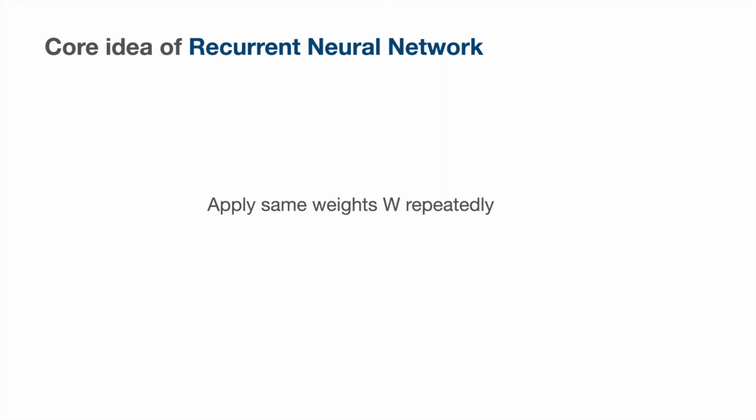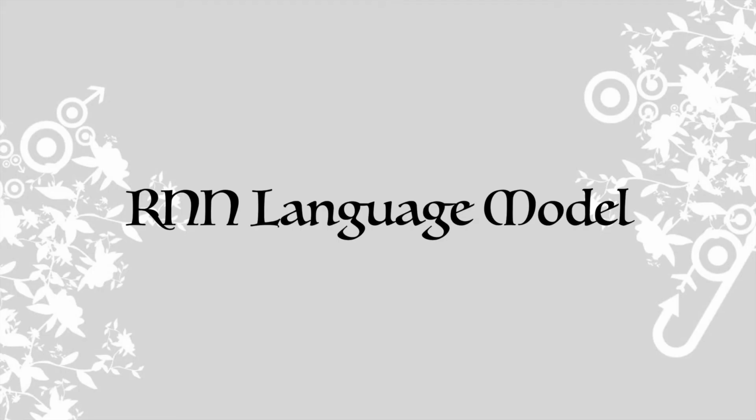Why we are doing this is, the weights are something that we would be interested in for different inputs at different time steps. So these weights should be able to learn the meaning of the sentence which we are feeding in. Let's see how an RNN language model would look like.